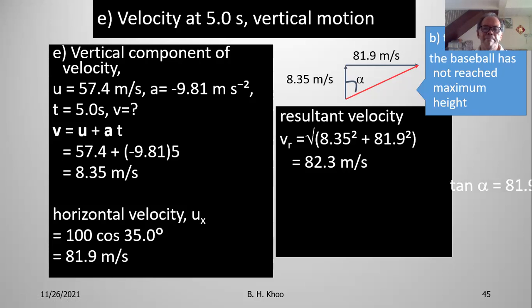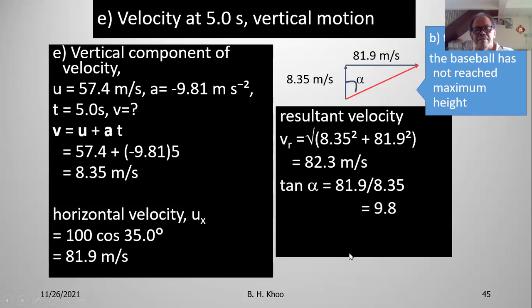And the angle, tangent alpha is opposite over adjacent. Calculate, calculator, 9.8. Alpha is 84.2 degrees.